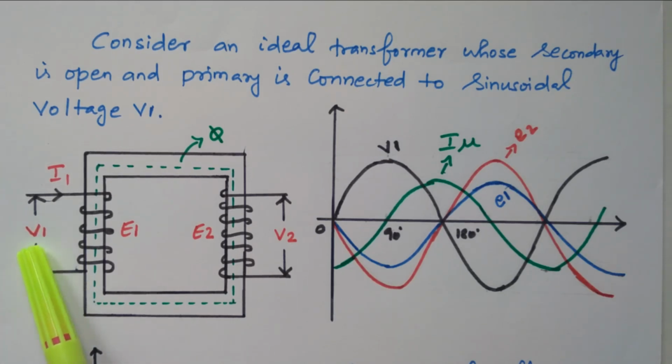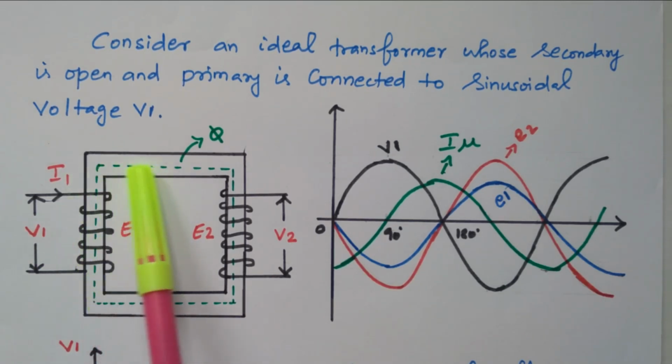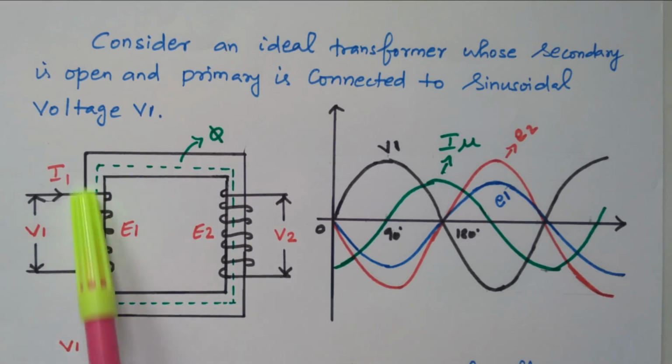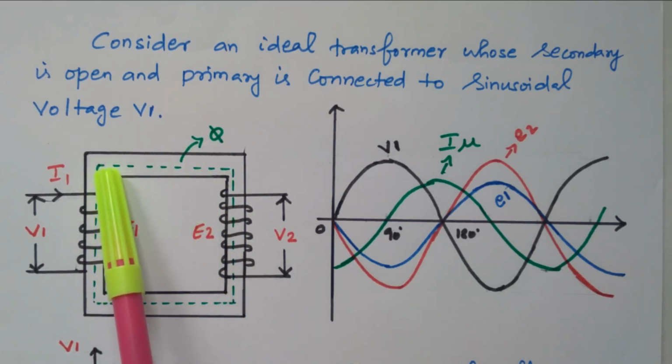When the supply is given to the primary winding, the current I1 will flow through the primary winding. Even though the secondary is open, only a small amount of current flows, that is called the magnetizing current. Magnetizing current is flowing through the primary winding. Due to the rate of change of this current, flux is produced in the primary coil. That flux is flowing in this path. This dotted line is nothing but the flux path. This flux phi is flowing through the core.